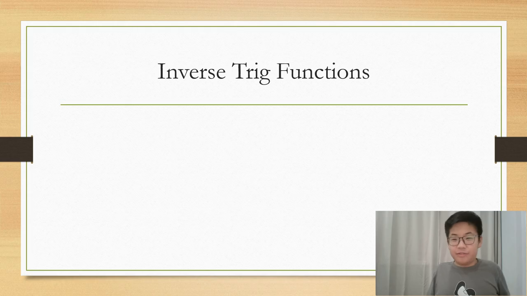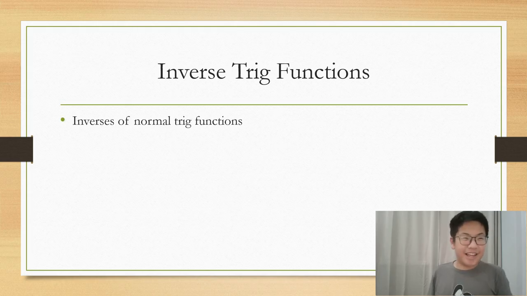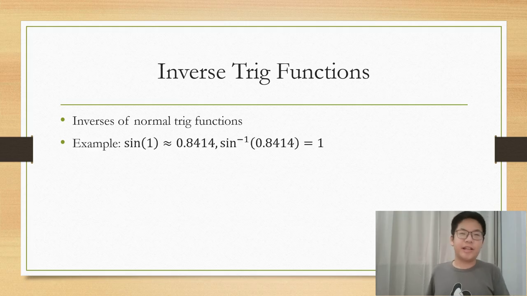Let's talk about inverse trig functions. Just as the name suggests, these are the inverses of normal trig functions. So sine 1 is 0.8414, sine inverse 0.8414 is 1. You can try this on a calculator. Or if your calculator is a bit old-fashioned, you might see a sine or arc sine, but whatever, they mean the same thing. This makes me wonder who designed these notations.